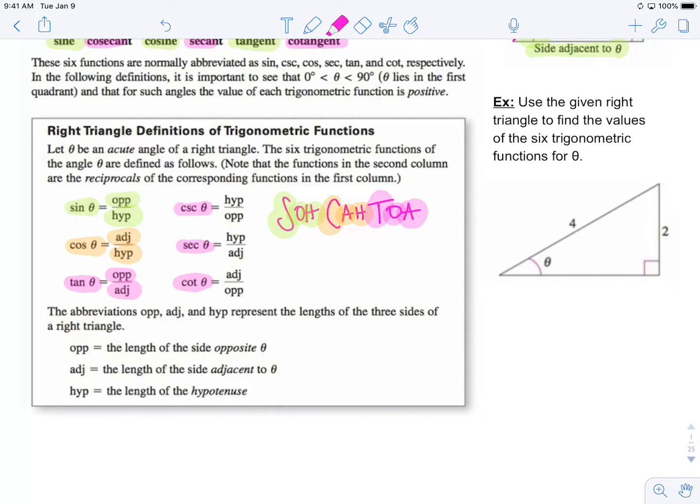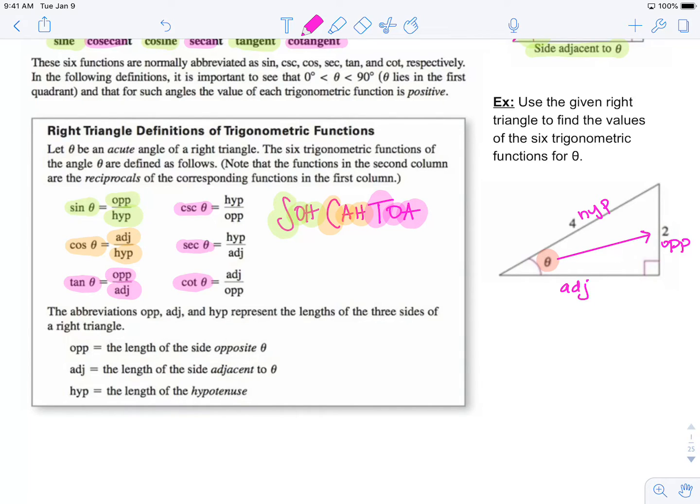Use the given right triangle to find the values of the 6 trig functions for theta. So theta that we're focusing on is here. I see the side opposite from theta is 2. 4 is the hypotenuse. So now we need to figure out what is our adjacent side.